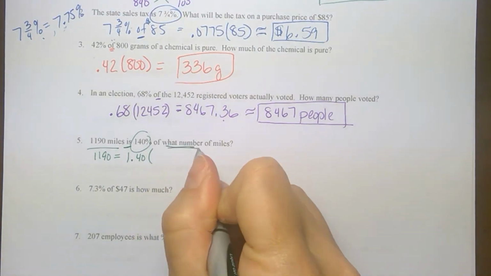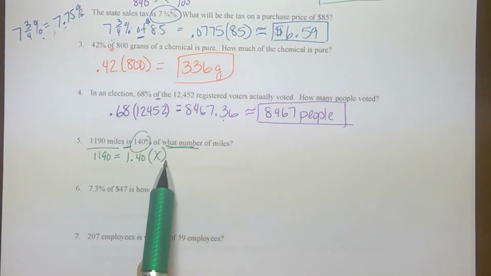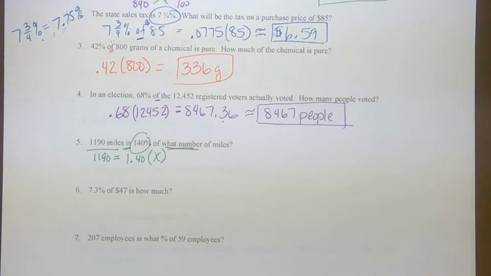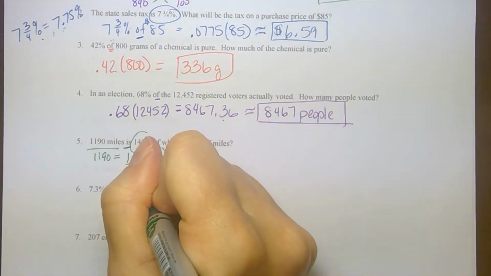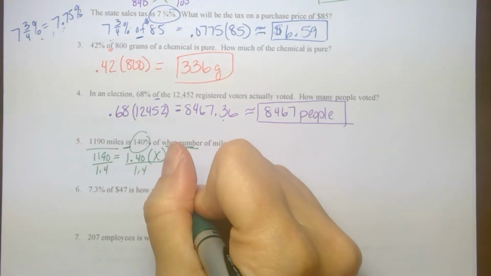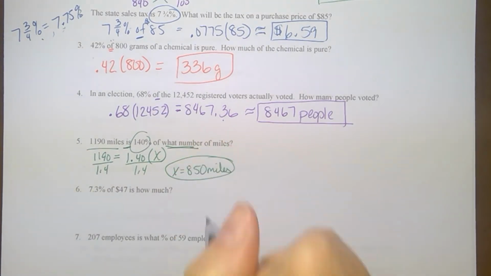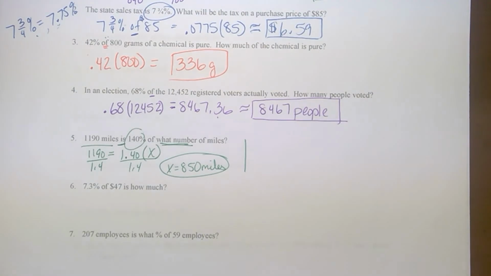And what number, well, what means we don't know. So that's my unknown. What I have is 1,190 is equal to 1.4 times x. I need to solve for x. How do I solve? I divide by 1.4. When I take 1,190 and divide it by 1.4, I get a total of 850 miles. X is 850 miles. Now, I promised I'd show you how to set that up as a proportion, so we're going to do that next.